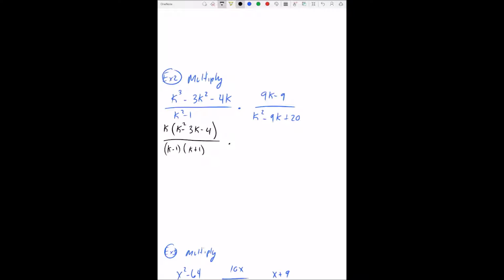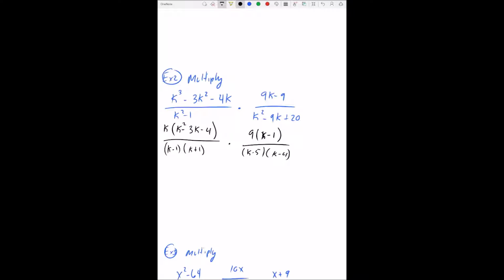Alright, next we have 9k minus 9. Well, they have a 9 in common, so we can take it out. So we'll have 9 times (k minus 1). So for our last denominator, k squared minus 9k plus 20, we can go ahead and factor that out. So we'll have (k minus 5)(k minus 4). Alright, so if you notice, we can still factor out our first trinomial. So let's continue to do this.